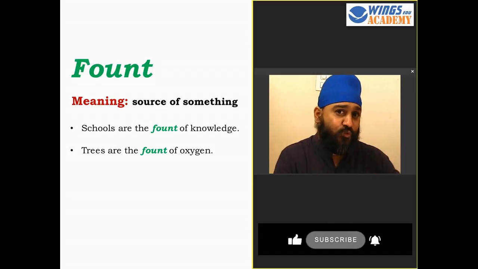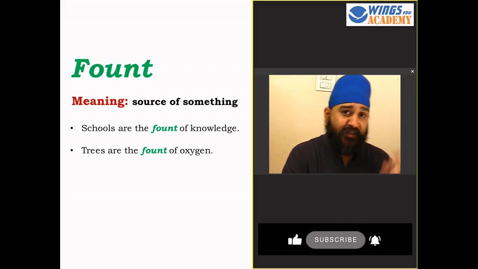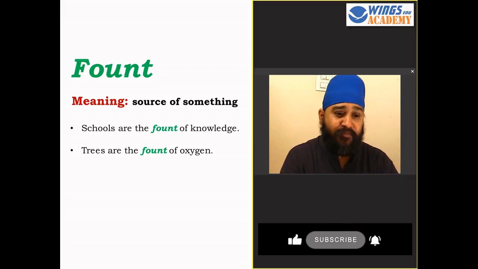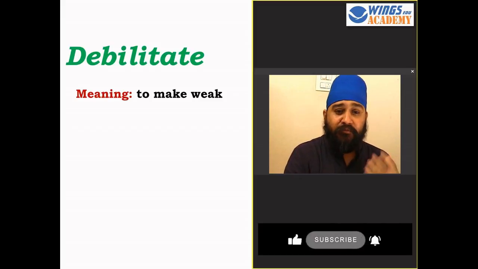So we have learned two words. The first one is deem. Deem means to consider, and fount means the source of something. So our next word is debilitate. It's again a verb. Its noun form is debility. Its Oxford meaning is different, but I have used a very simple meaning here. It means to make weak or to weaken.